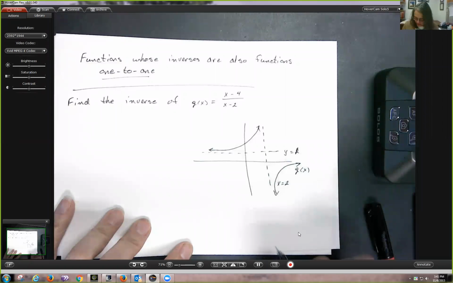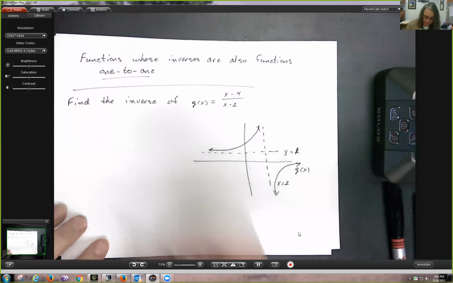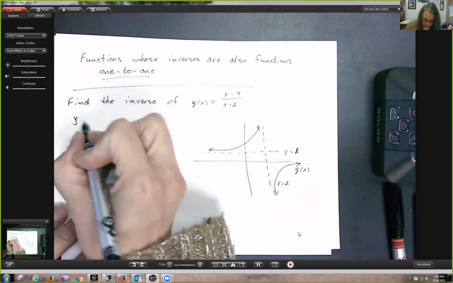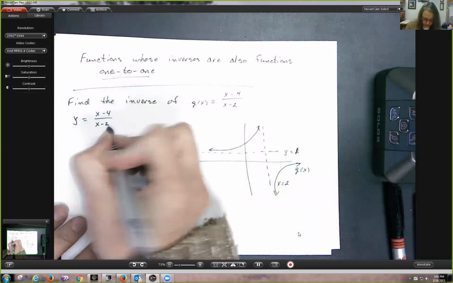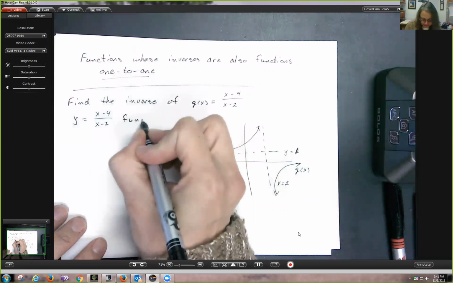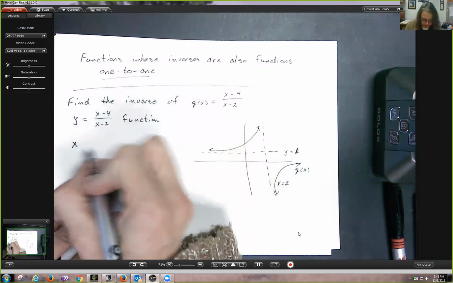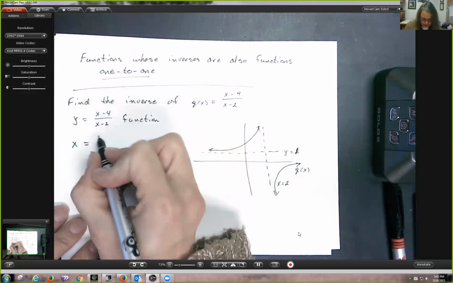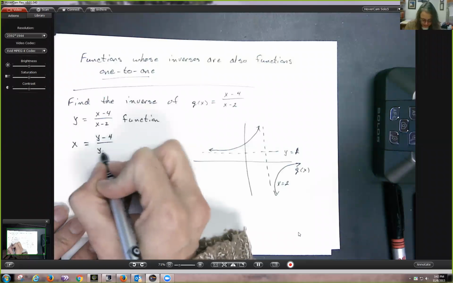Now, based on what I told you a minute ago, you might be thinking to yourself, well, if I swap... well, let's just graph this thing. Let's just do this and see what we get. So first thing I'm going to do is write it in y equals form. This is my function. Now I'm going to swap my x's and y's. Everywhere I see a y, I write an x. Everywhere I see an x, I write a y.